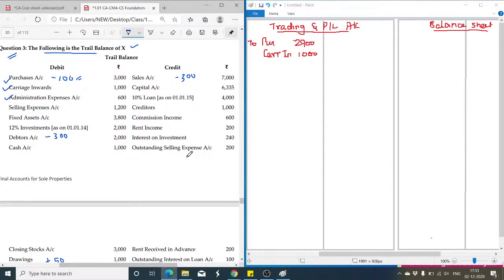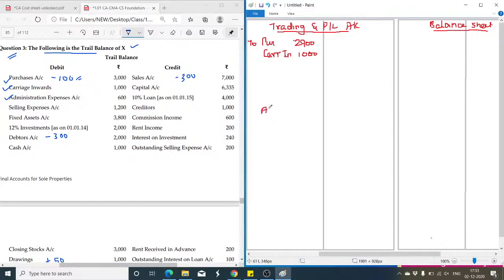The last class itself we have seen in detail. So I am posting the second half. Usually we don't prepare trading account and P&L account separately. We are naming it collectively, but while posting, the first part will be trading account, the second part will be for P&L account. That's how we'll post here.